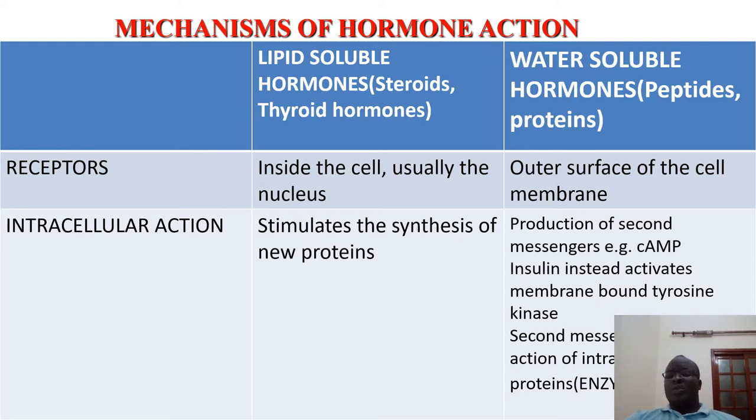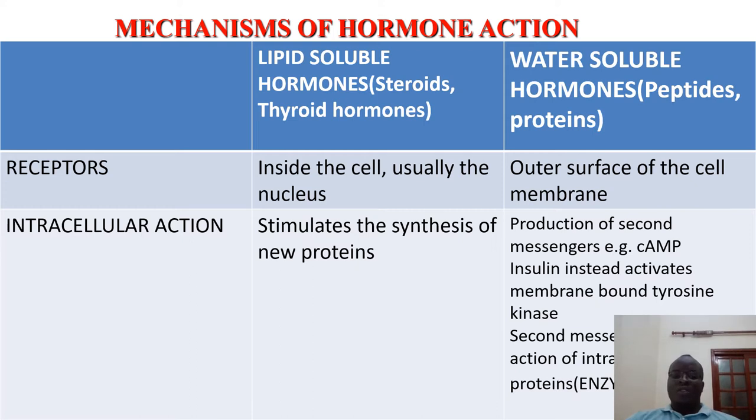For the water soluble hormones, the receptors are on the outer surface of the cell membrane because they can't penetrate the cells to go inside. So for water soluble hormones like peptides and proteins, their receptors are on the outer surface of the cell membrane. Now, what is the intracellular action that will be triggered by the receptor-hormone interaction?